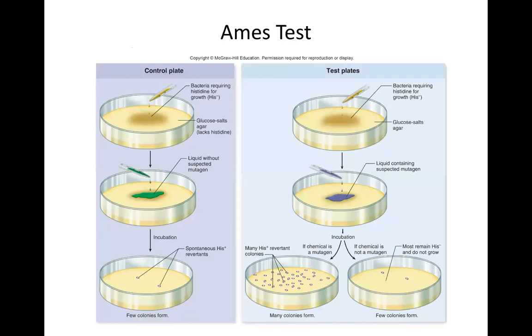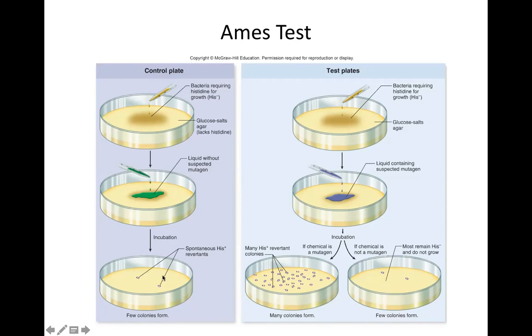So let's talk about this quick. Again, relatively straightforward. Here you have your glucose salt media, or your minimal media. It's lacking histidine. So if I put my Salmonella on it, I would expect nothing to happen. I then also, because I'm doing a good experiment, have a control liquid. This liquid is basically however I plan to deliver the mutagen, without the mutagen. So you have a control liquid, you have your mutant bacteria, you put them together, and you incubate it.